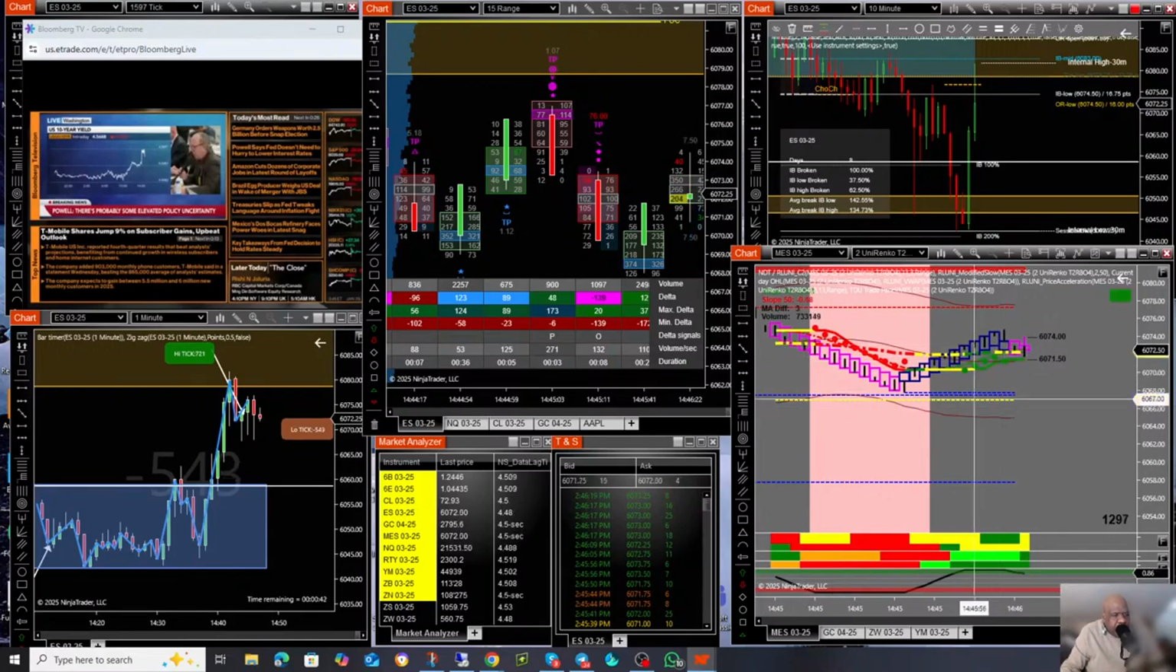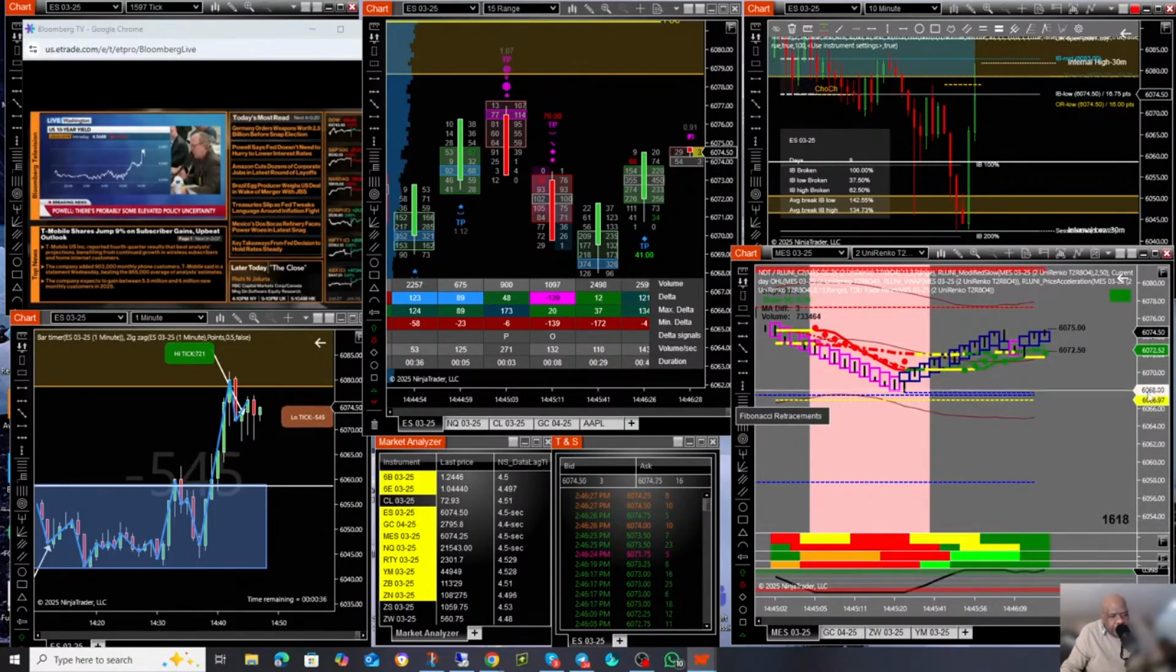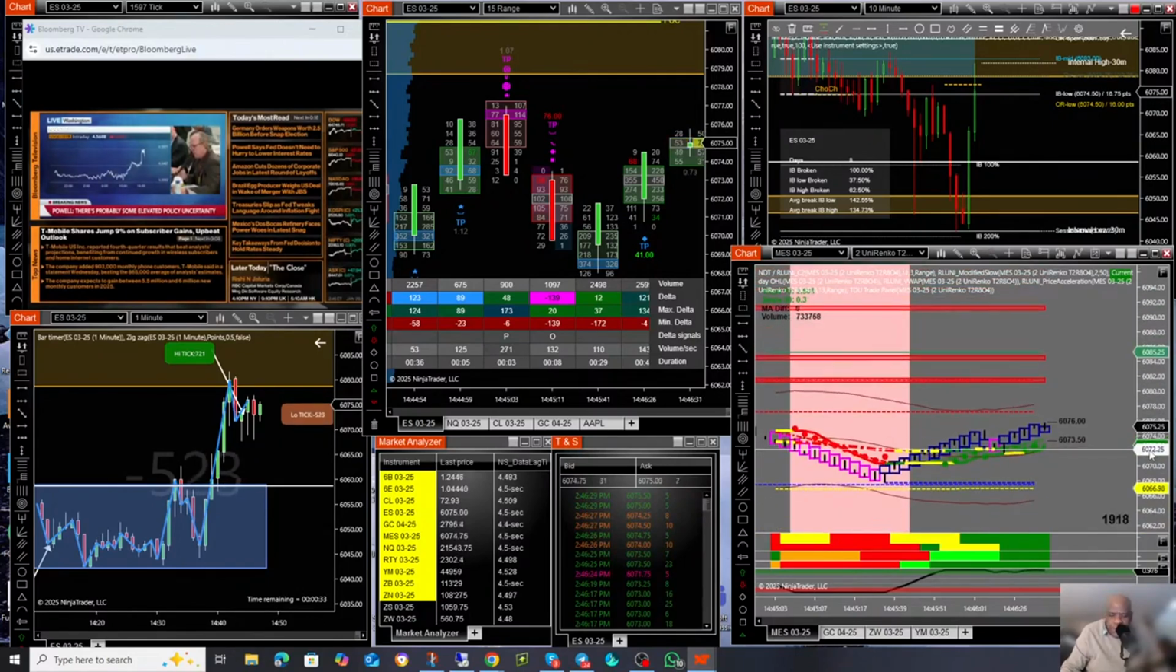Yeah, I'm not gonna be interested in buying above VWAP here. I want it to come back down. If it's not gonna come down, so that's it. Okay.